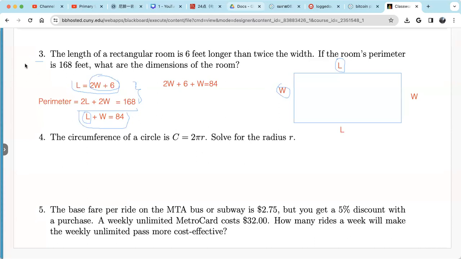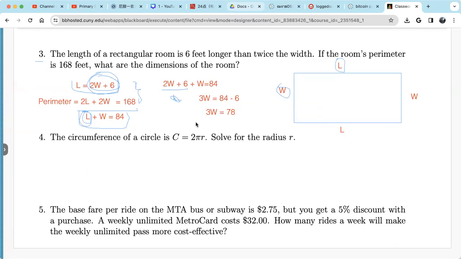Right? So what did I do? I changed this L with this equivalent, 2W plus 6. So this is old L, 2W plus 6 plus W equals 84. So when I use 2W plus 6, I got rid of L. No more two variables. I only have one variable to deal with. I combine 2W with W, I get 3W. Then I subtract 6 from the other side. So 84 minus 6. So 3W equals 78.